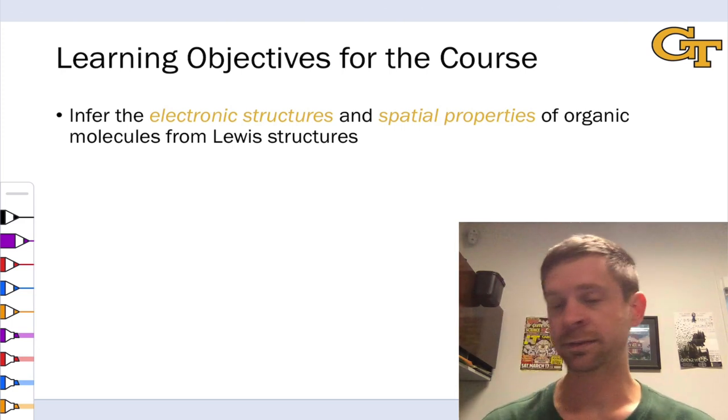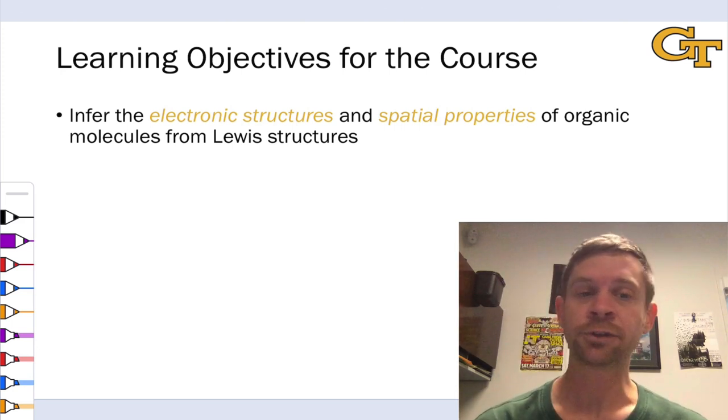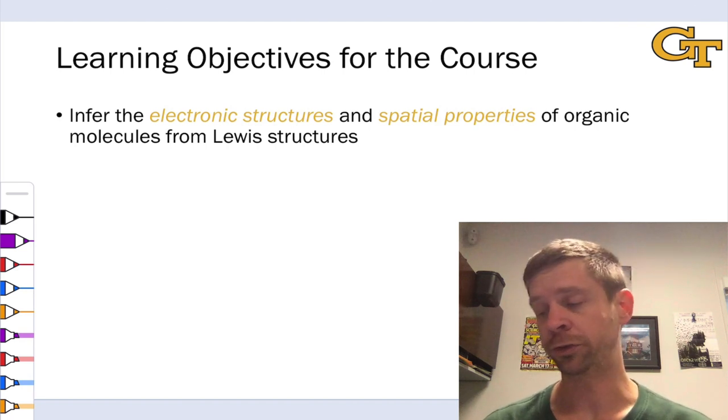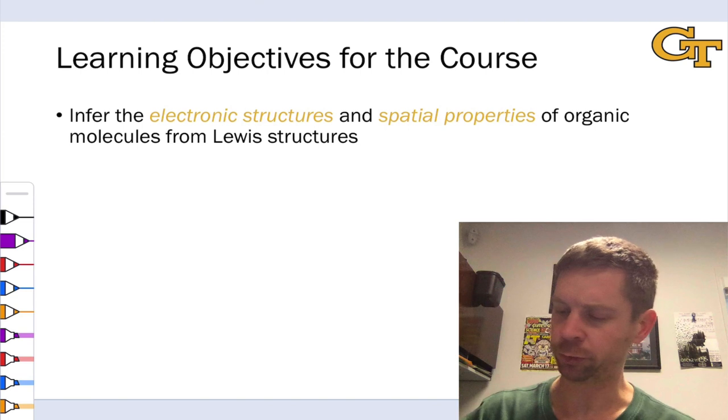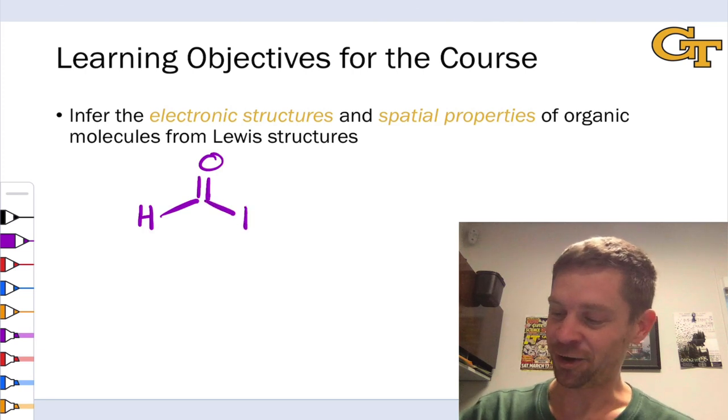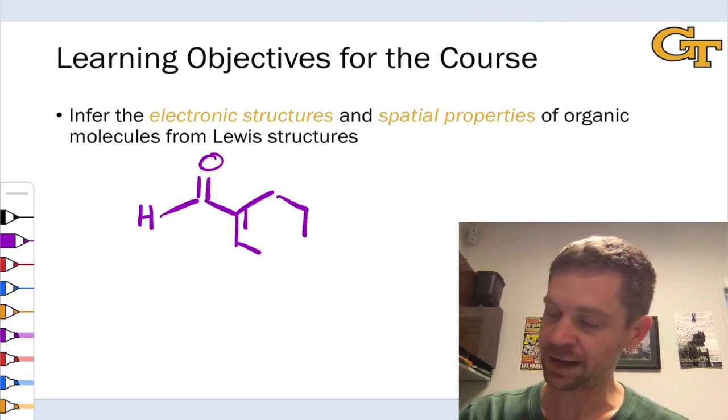The first is I'd like you to be able to infer the electronic structures and spatial properties of organic molecules from Lewis structures. Now, you probably have some experience with Lewis structures from your introductory chemistry course, and these are lines and letters and sometimes dots on a page or a computer screen that tell us how atoms are connected and, in a rough sense, where electrons are located.